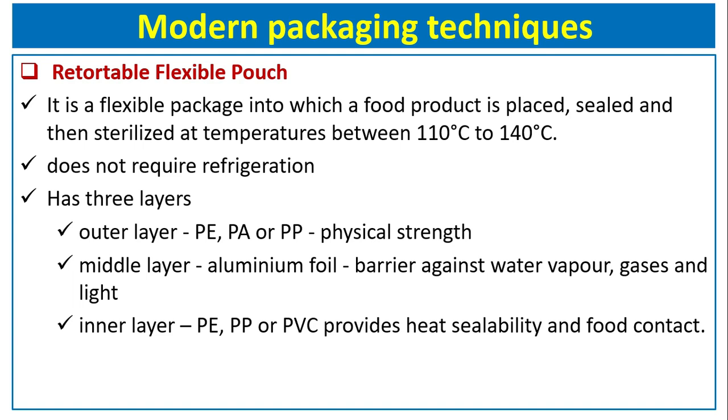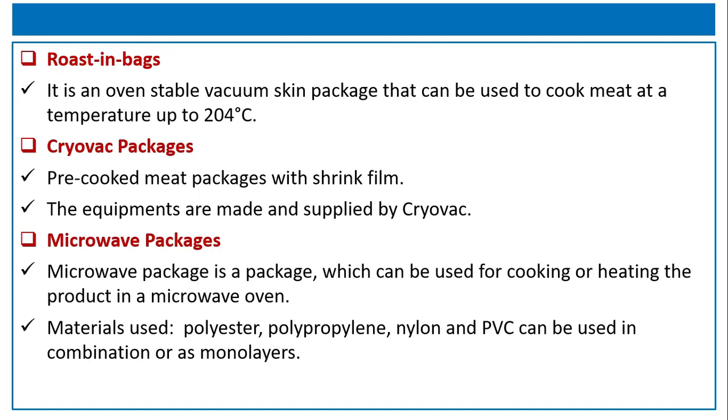Modern packaging techniques. Retortable flexible pouch. It is a flexible package into which a food product is placed, sealed and then sterilized at temperature between 110 degrees Celsius to 140 degrees Celsius. It does not require refrigeration. It has 3 layers. Outer layer of PE, PA or PP gives physical strength. The middle layer of aluminum foil is a barrier against water vapor, gases and light. And the third layer is the inner layer, PE, PP, PVC, provides heat sealability and food contact.